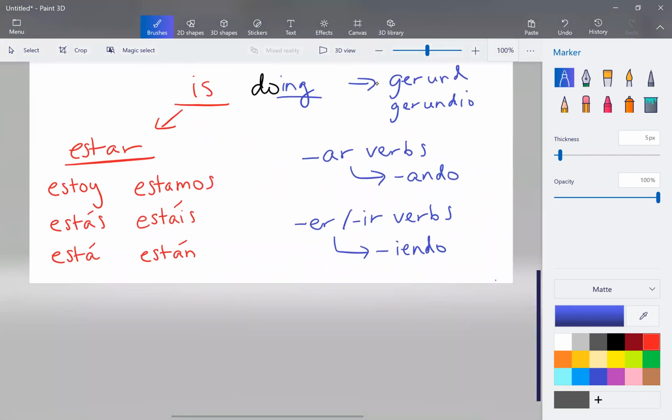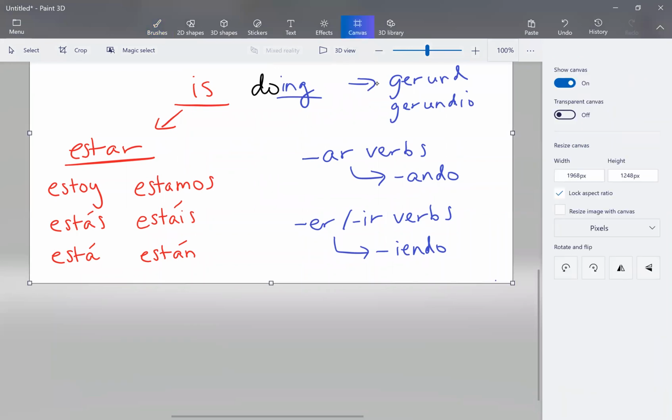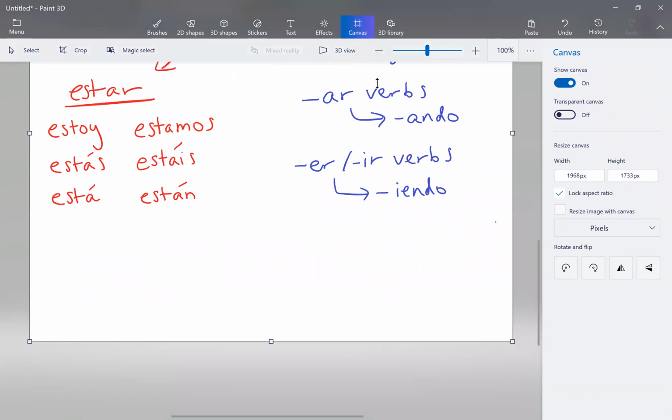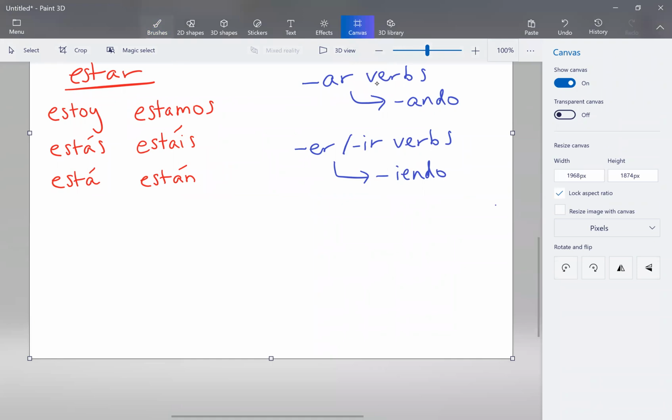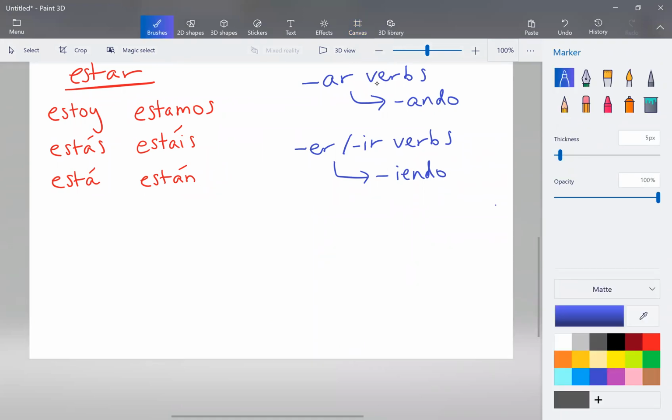We do have a few irregular gerunds, and I'm just going to list those right now so that we don't have to do it later. So, irregular gerunds for leer, we have leyendo, well, with the Y, leyendo.